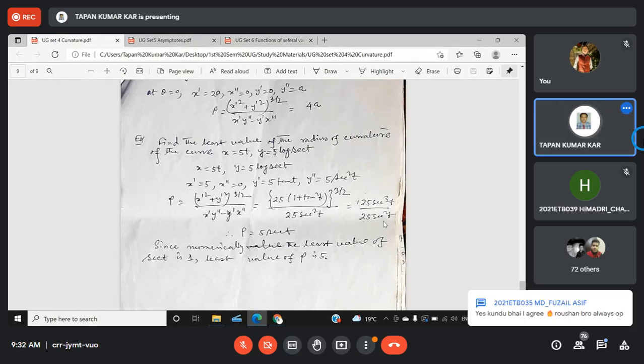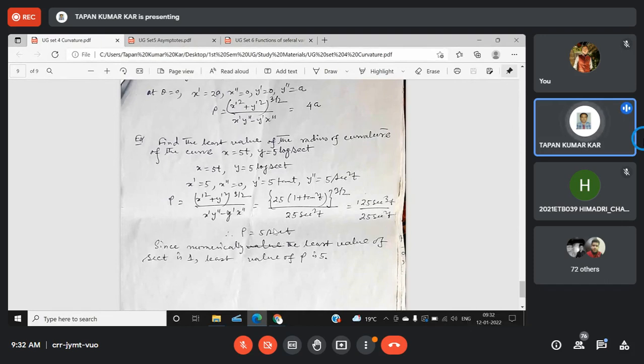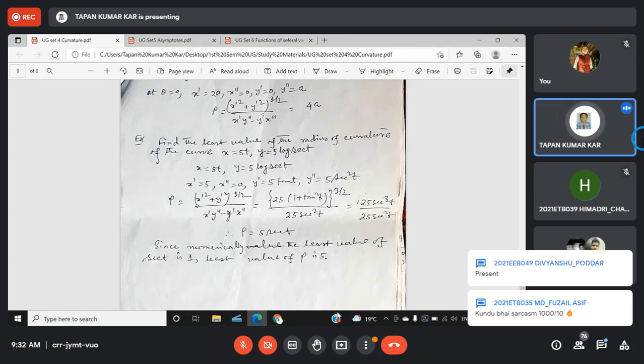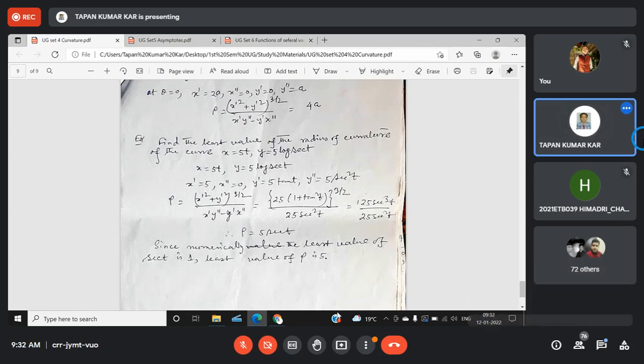And then here it is sec square t, and in the numerator it is sec cube t, that is sec t, so rho is 5 sec t. The radius of curvature will be least when sec t is least, because 5 is constant. So the least value of rho can be obtained when sec t is minimum. The least value of sec t is 1. So the least value of rho is 5.